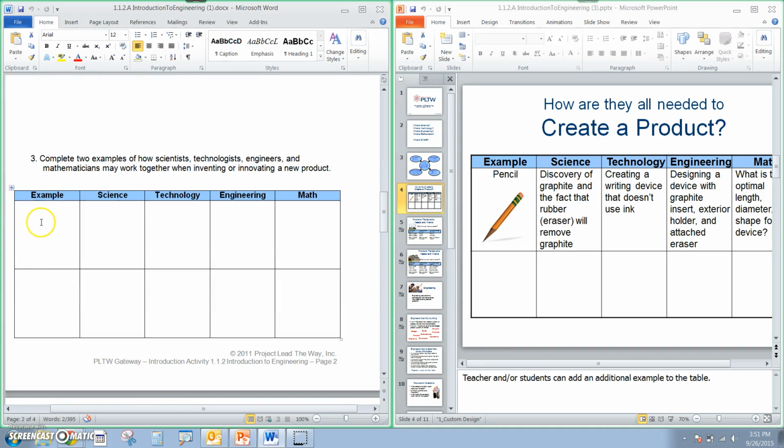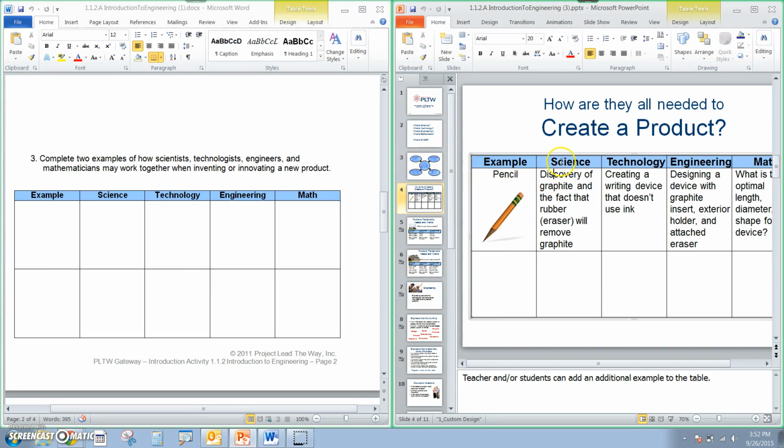Number three, you're going to come up with your own example like this. So, the object is a pencil. You can just write what it is. Now, how are they all needed to create a product? A scientist discovered the graphite that can be used to make marks, and the rubber that removes the graphite. So those are the natural things that they had to learn about before making a pencil.